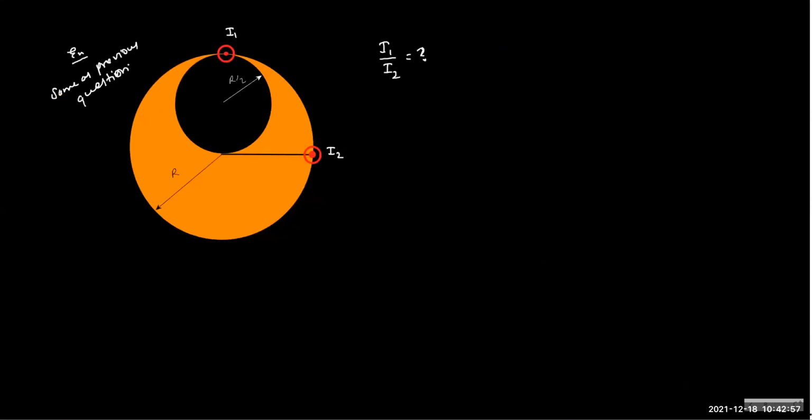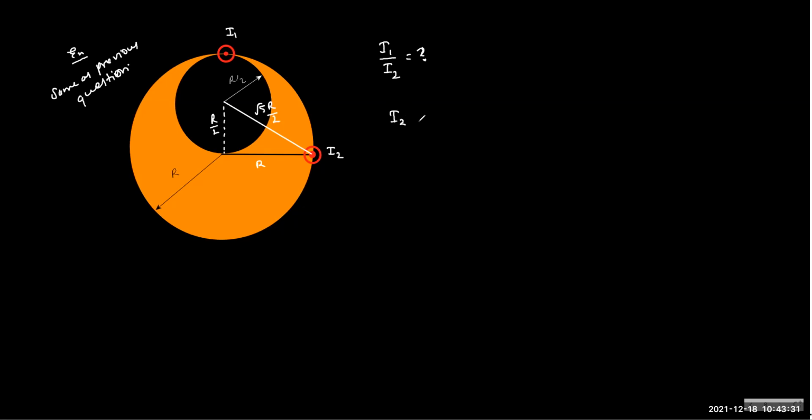So the next question is what is I2 now? For I2, it is easy because for the bigger disk, whether you find it about I1 or I2, it's the same answer. But for the smaller disk, the distance will change. This is the distance of the smaller disk from I2. This is R and this is R by 2. This will be how much? Root 5 R by 2.